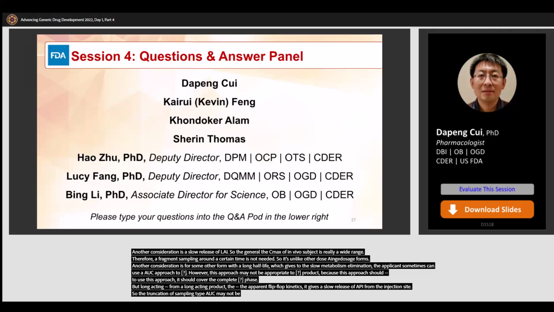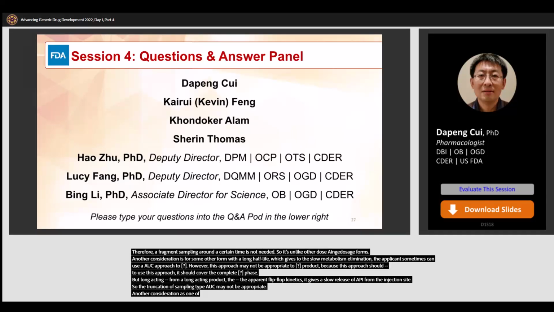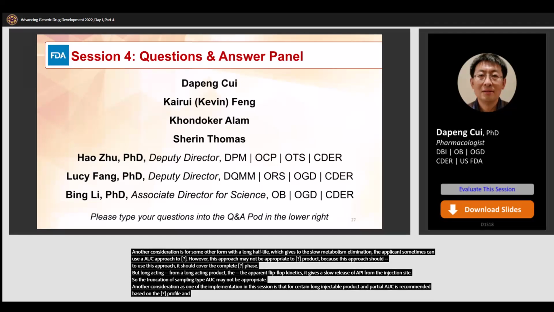Another consideration, as one of the presentations in this section noted, is that for certain non-injectable products, the partial AUC is recommended based on the multiphasic release profile and the clinical relevance. Therefore, the PK sampling should be designed to capture this multiphasic release profile. Thank you.